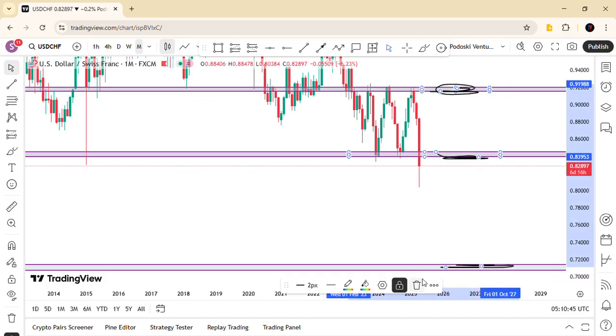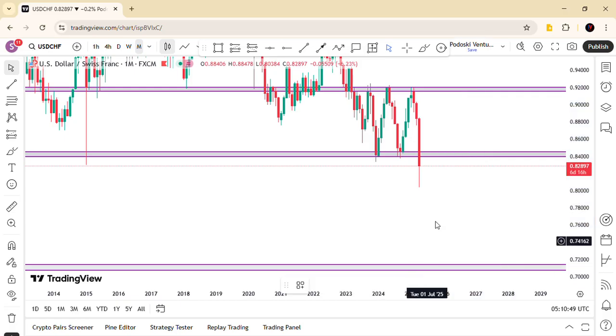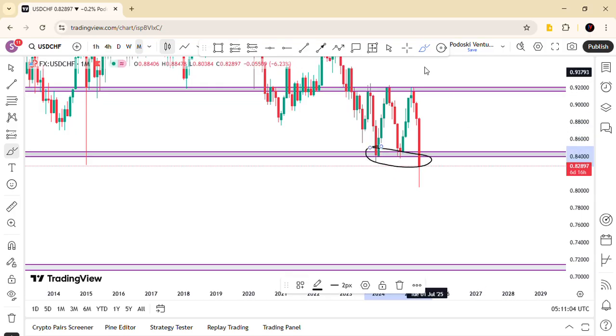If you watch USDCHF on the monthly time frame, you can see that you are in a bearish structure, and that bearish structure has broken below the monthly midway zone.